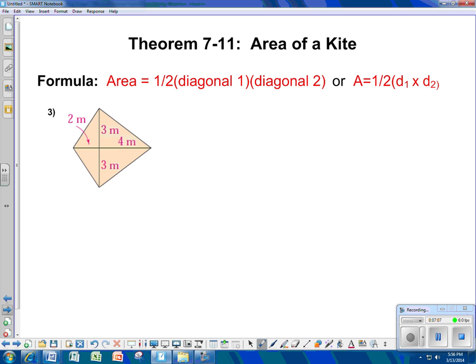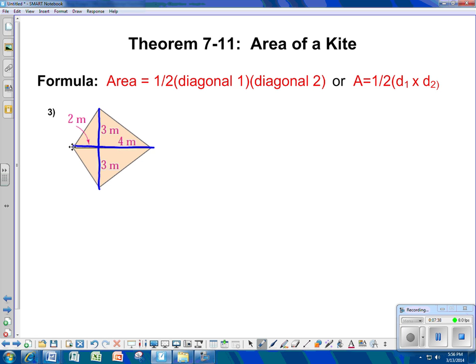All right, so in our example, I'm going to go ahead and trace over our diagonals. Our first diagonal goes from left to right across the shape. And our other diagonal goes from top to bottom through the shape. Now, it does not matter which one we refer to as diagonal 1 and diagonal 2. We just have to come up with both values in order to plug this into our equation to get our right answer.